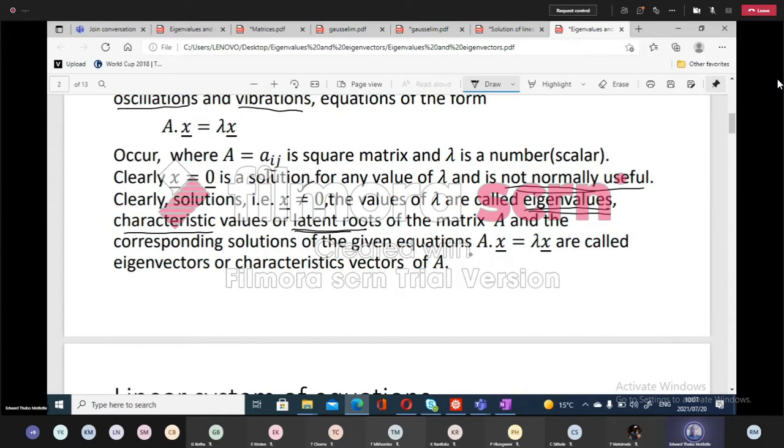Once we have determined the values of lambda, you solve the system. The first thing that you are going to do, we look for the values of lambda. Immediately after that, we solve the system, and we get a solution. That solution is called eigenvectors or characteristic vectors of A. So when you solve this eigenvalue problem, we're actually looking for two things: eigenvalues and eigenvectors.